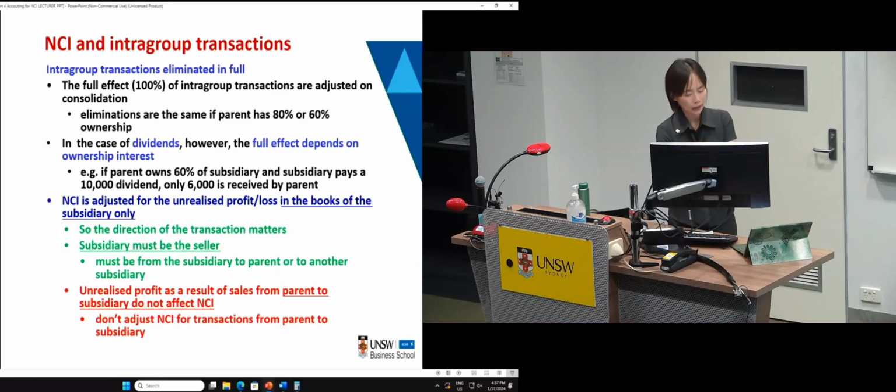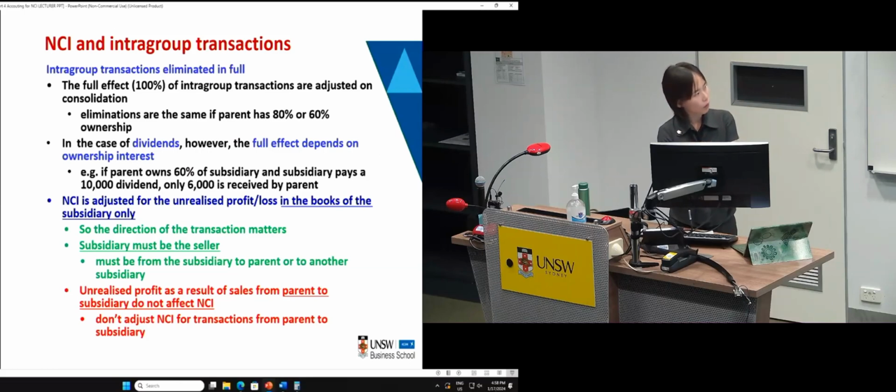But for all the other intragroup transactions, we don't need to worry about the ownership interest the parent has over the subsidiary. It doesn't matter whether it's 80% or 60%, the same elimination entry is required to be prepared, same as we did previously.